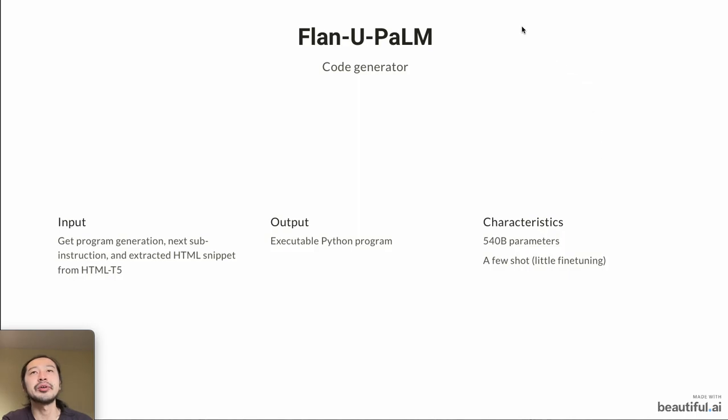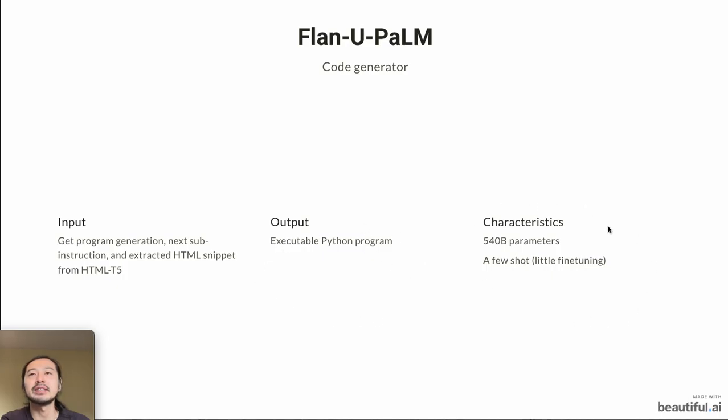This is another model called Flan-U-PaLM. So it's a code generator that was published last year. It's not their main contribution, but they used it in a very intelligent way in combination with other techniques. So they get the program generation, and they also get the next sub-instruction, taking the HTML generated by HTML5 and they output a Python program.